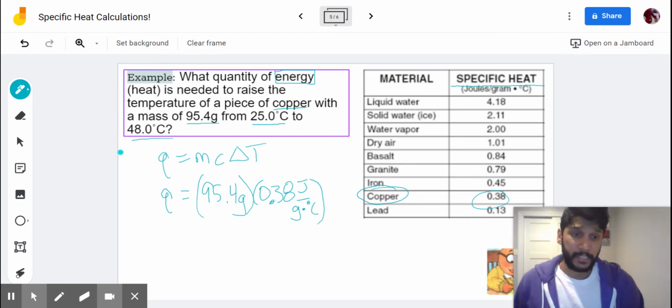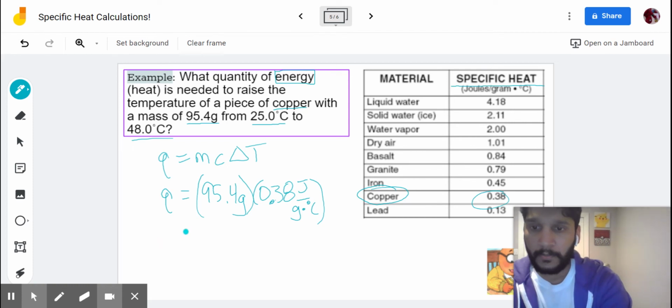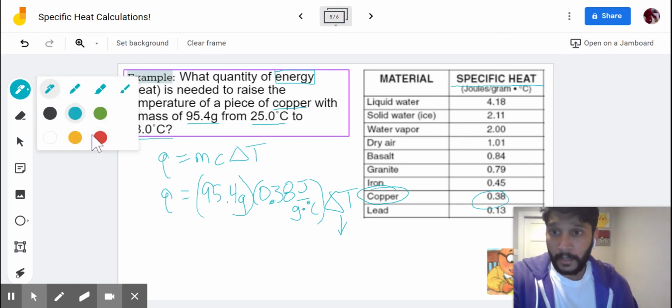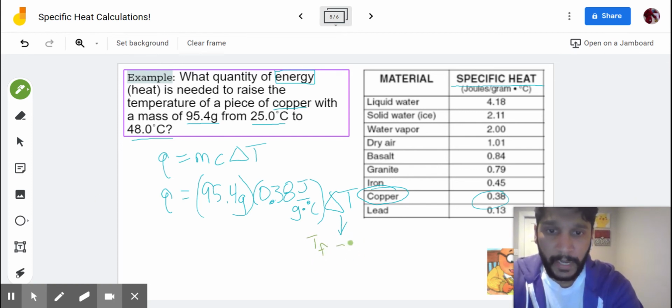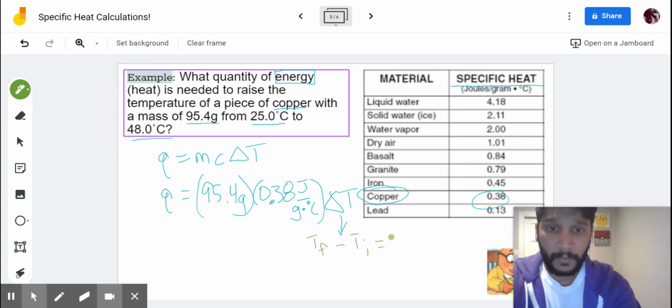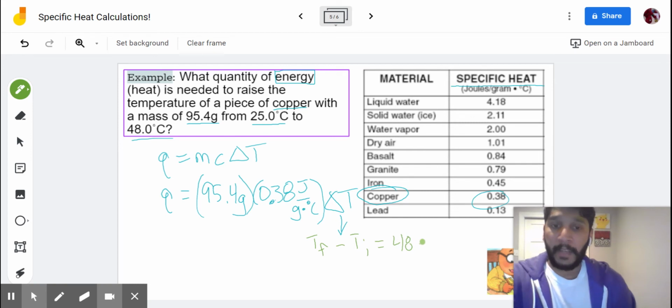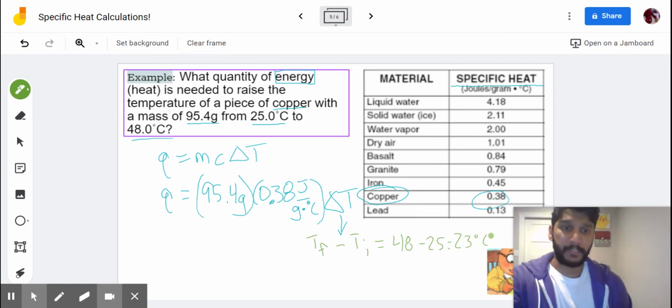Lastly, we have the triangle T, so the change of temperature. We want to find our final temp minus our initial temp. We want to find the change it went through. So let me write something here. Triangle T. Let's change colors. Let's go with green. So triangle T is TF minus TI. My final temperature is 48 degrees Celsius, and my initial temperature is 25 degrees Celsius. So I'm going to just take 48 minus 25. That's going to give me 23 degrees Celsius.